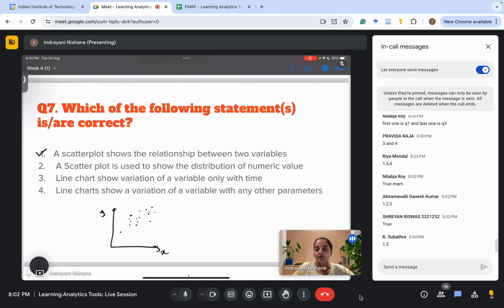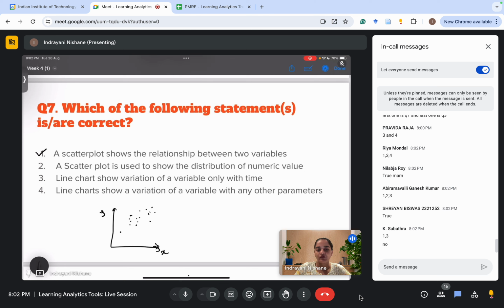Then option 2, scatter plot is used to show distribution of numeric values. Will a scatter plot give us any information about distribution of numeric values? Not really, because we are plotting two variables together. We will not be getting a complete picture about the distribution of either variable, because we are trying to find if there is any correlation. So this statement is wrong.